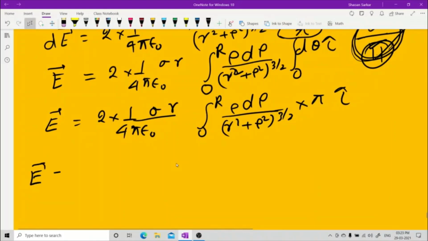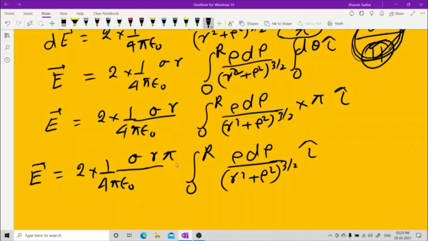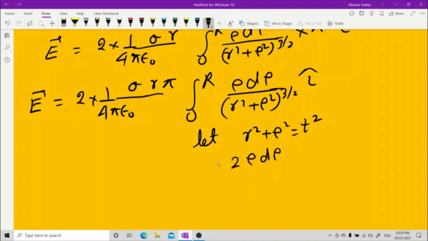Now E is 2 into 1 by 4 pi epsilon naught sigma r pi you take, and then you have 0 to R rho d rho upon r square plus rho square to the power of 3 by 2, i cap. Now you do the substitution as you do in definite integrals. Let r square plus rho square equal to t square. Now 2 rho d rho is 2t dt. Now this 2 and this 2 will cancel.